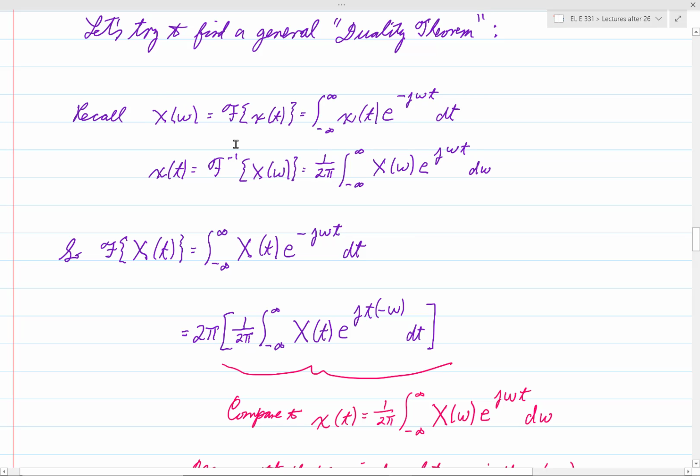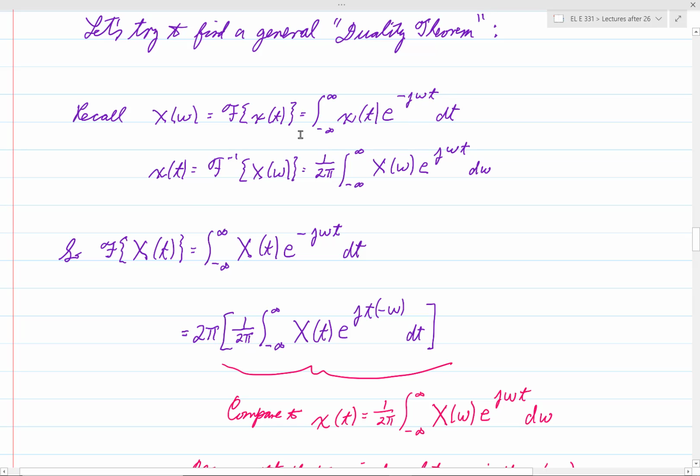Let me make sure it's very clear. Usually we have little x as the function in the time domain, and capital X as the function in the frequency domain. So we have capital X of omega is the Fourier transform of little x of t, which means that it's equal to the integral negative infinity to infinity of little x of t e to the minus j omega t dt.